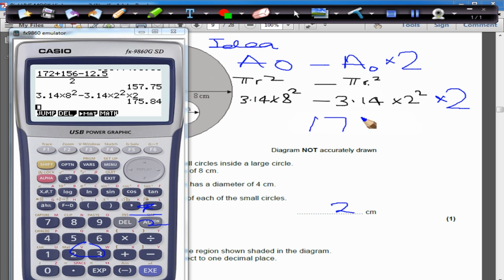So what's our final answer then, Idris? Well done. It's the 1 decimal place. So to 1 decimal place, we have to give it as 105.8. And the answer is centimeters squared. Okay, that's that question.